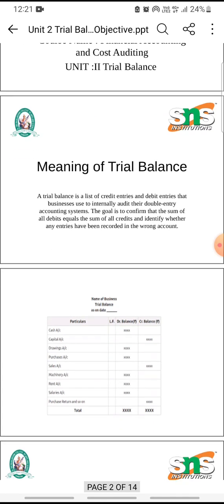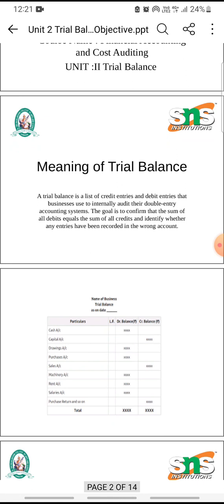This is the format for the trial balance. In that, we have to see particulars, ledger folio, debit balance and credit balance. In that, we have to total the amounts, and debit and credit have to balance.